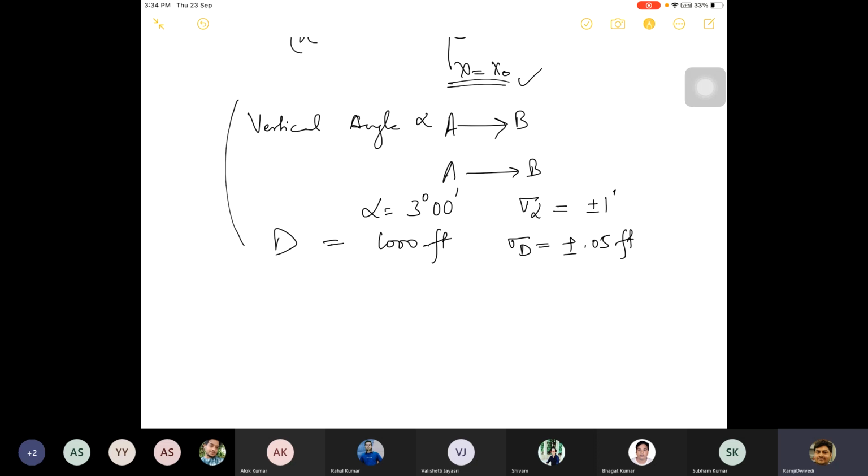Again repeating the question, those who have not understood the question, once again I am repeating. Vertical angle alpha to a topmost point of pillar B is observed at point A as 3 degrees with sigma alpha plus minus 1 minute. The slope distance from this point A to the top of the pillar point B is observed as 1000 feet with sigma d as plus minus 0.05 feet. What you need to do is to compute the horizontal distance to the bottom of the pillar from point A and its standard deviation.